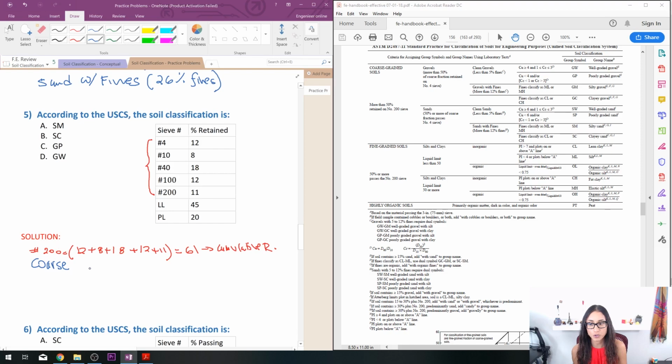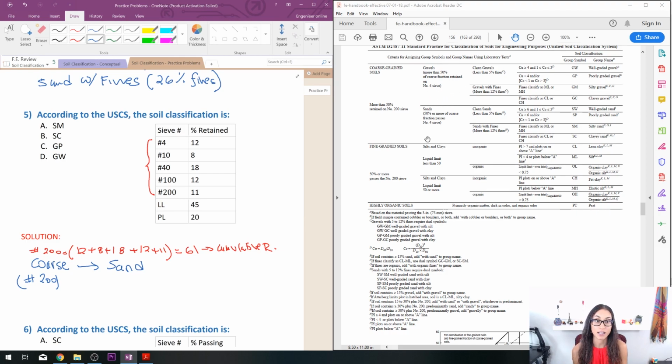Okay, once we determined it's coarse from sieve 200, the next thing we're going to look at is sieve number 4. I have 12% retained. Let's look back at our table. For sand, 50% or more passes, and for gravel, more than 50% is retained. I have 12 here, which means it's going to be classified as sand because only 12% is retained. For it to be gravel, I need more than 50% retained on sieve number 4.